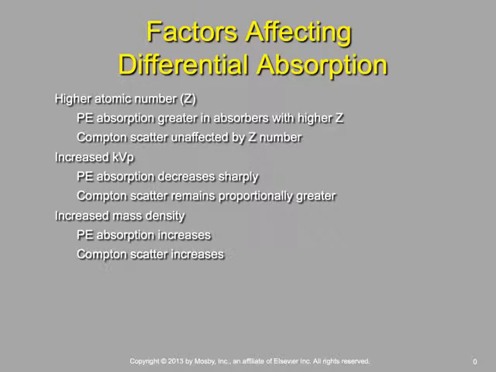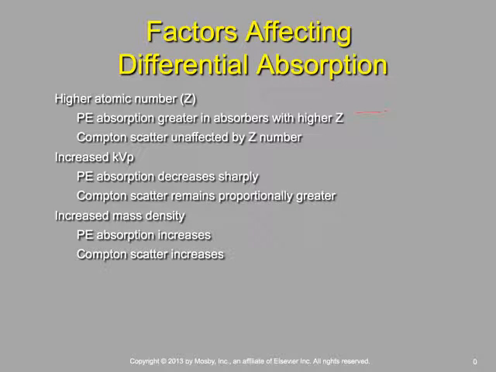So again, this is just a nice list of these factors affecting differential absorption. I said that high atomic Z number affects which one? Well, the photoelectric effect, right? Compton is not affected by Z number. This is actually a really helpful little slide. As I increase the KVP, my photoelectric effect decreases, right? Compton scatter will start to be proportionally greater. So now it will be the primary thing driving differential absorption.